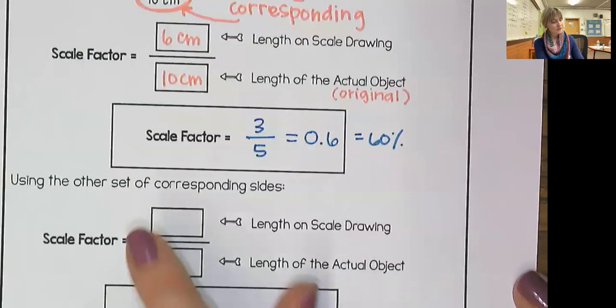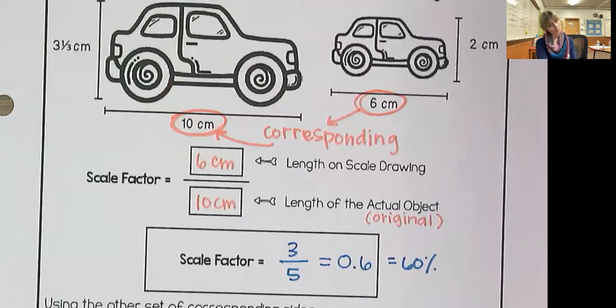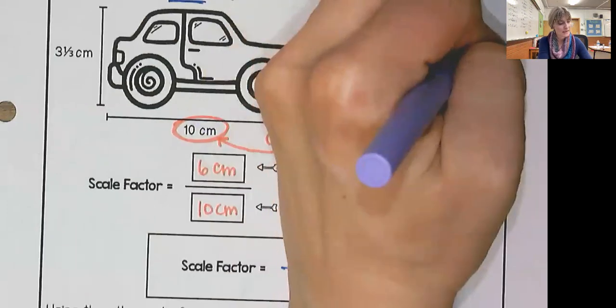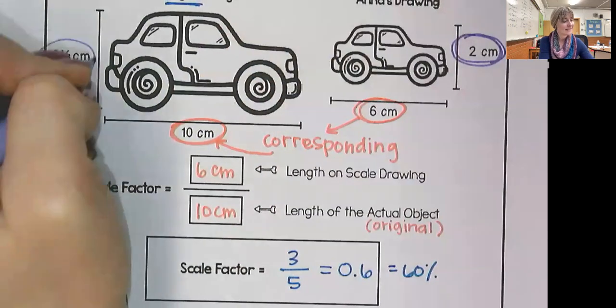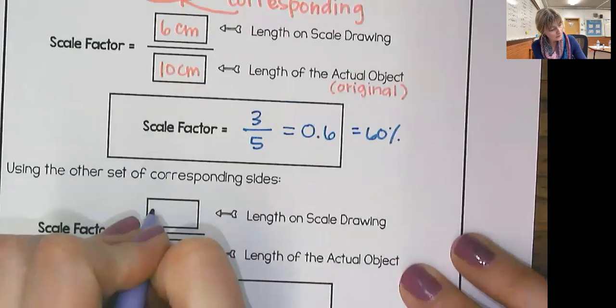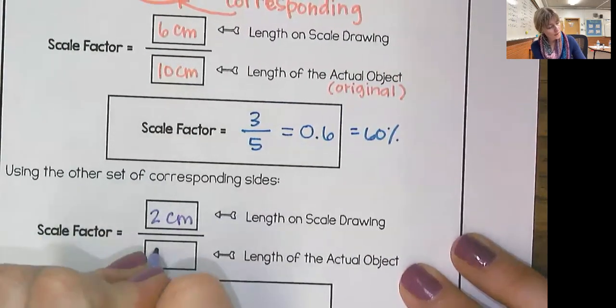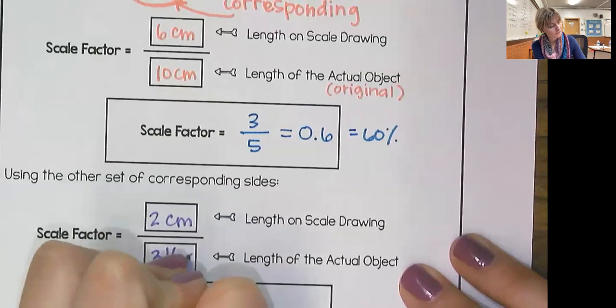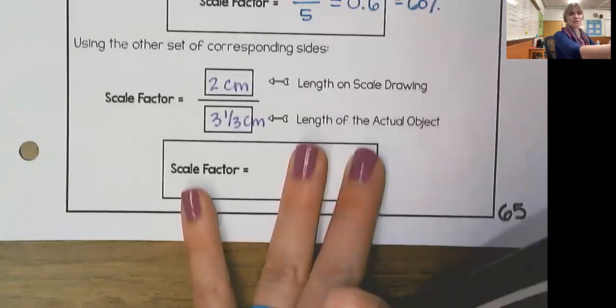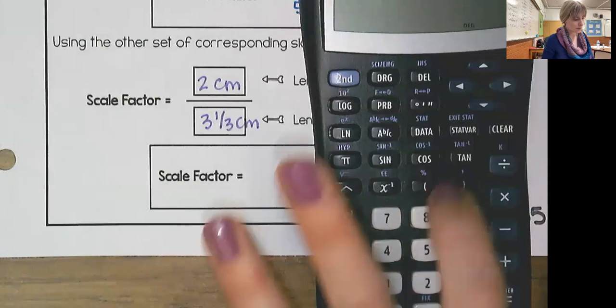Let's use the other set of corresponding sides. I didn't pick them because it has a fraction in them and I just didn't really want to, but they're telling me to for a specific reason, and I'm going to share that with you now. So the other set of corresponding sides would be here and here. Once again, we do scale to actual, 3 1/3. Well, let's see if I can get that to a nice number here. Okay, so here we go.